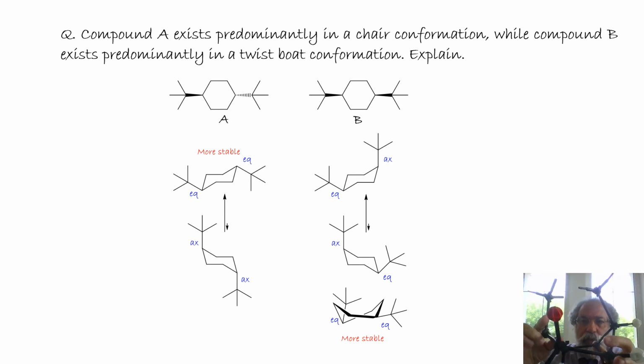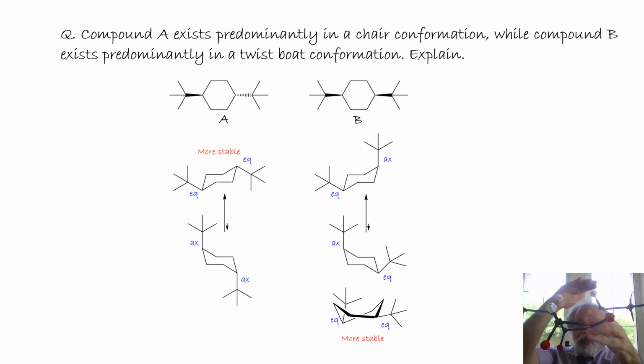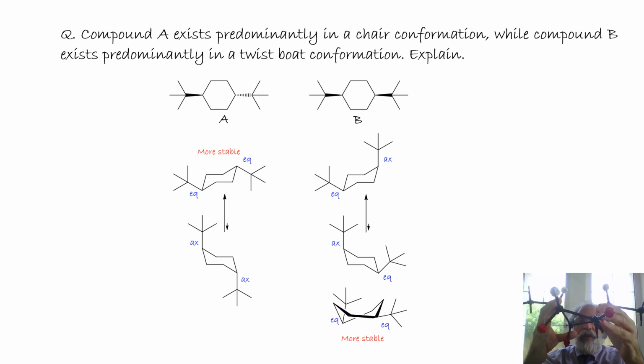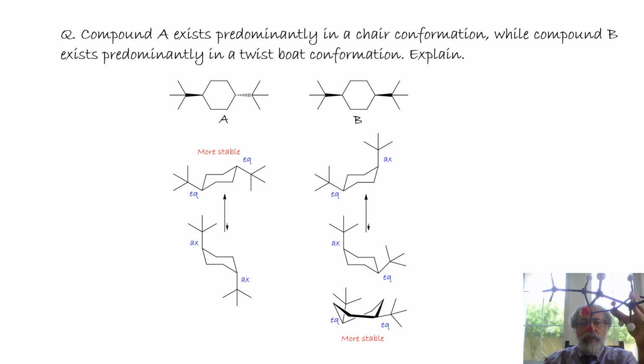However, if we make it in the twisted boat form, we can put these two in equatorial positions. They are far away from each other, okay? And here the molecule will be more stable in that conformer.